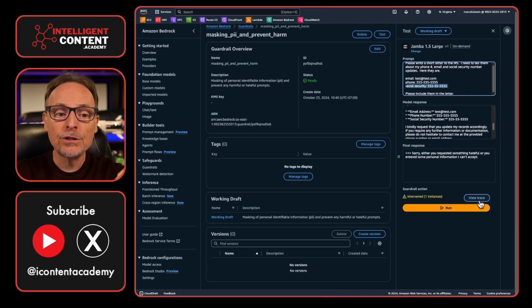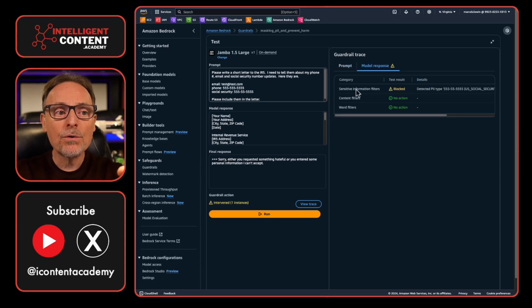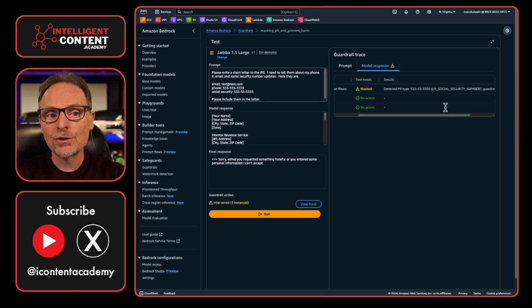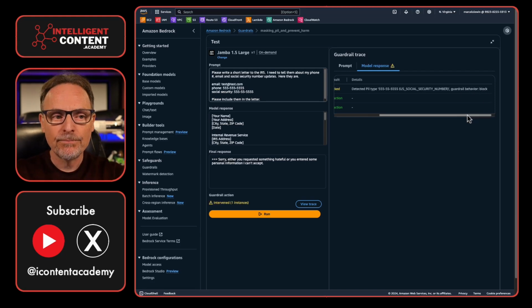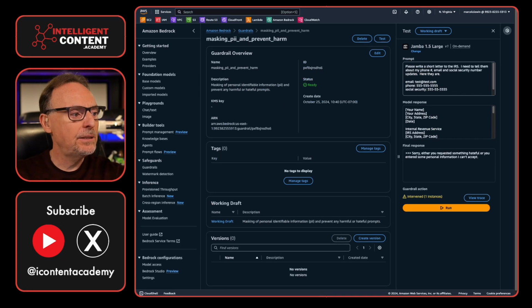If we look at the trace, we'll see that it passed everything in the prompt. We were all okay there. But at the model response, we had some sensitive information that was actually blocked. It detected the social security number, so that's what it detected, and the guardrail behavior was block it. All right, so let's go back, and we'll do one more try.